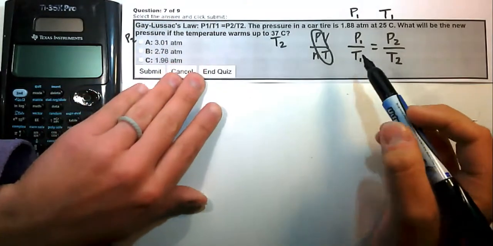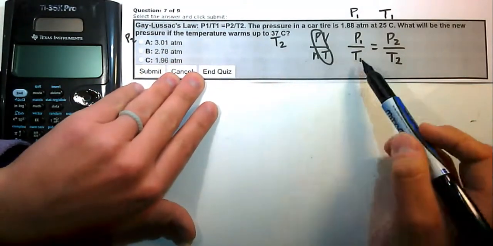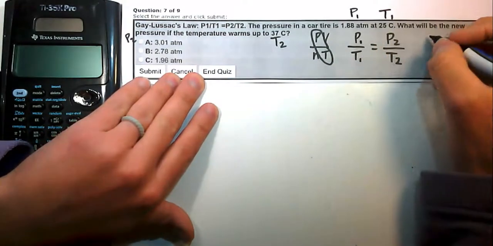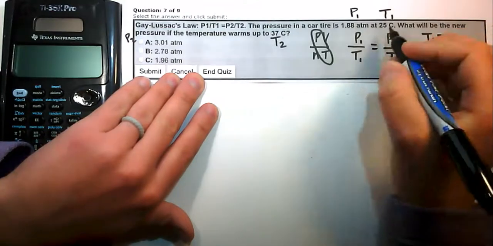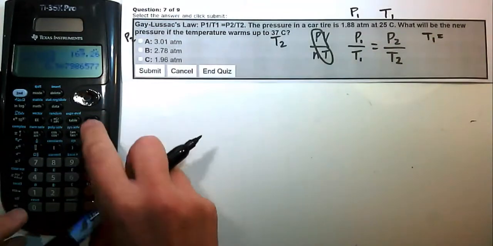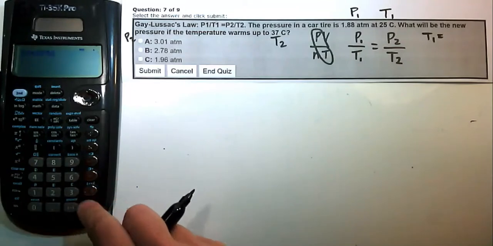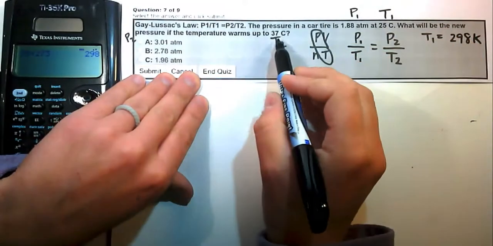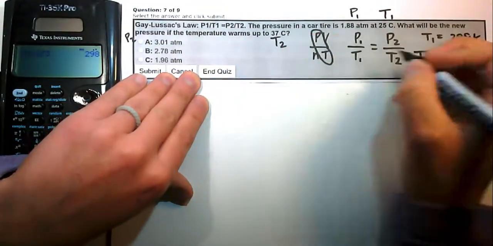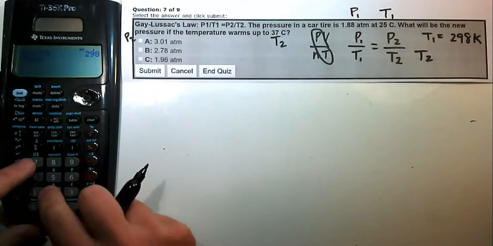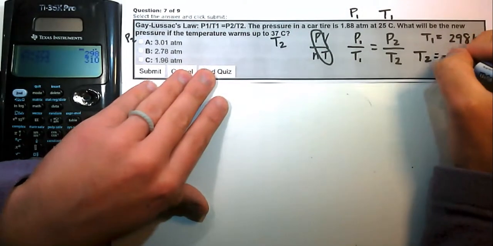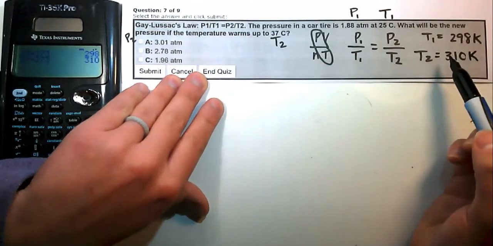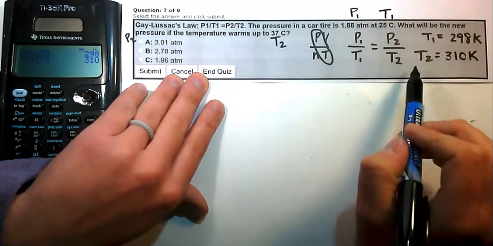Okay, so before we substitute in our values, we know that we need our temperature for any gas law to be in Kelvin. So our T1 value is 25 plus 273 gives us 298 Kelvin. And then our T2 value is 37, so 37 plus 273 gives us 310 Kelvin. And now that we have our temperatures in Kelvin, we can substitute into Gay-Lussac law.